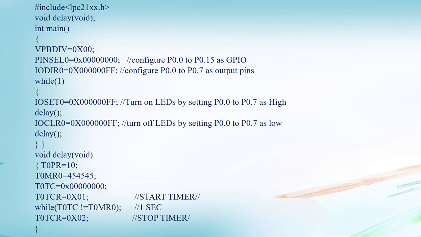Let us see the delay function. As we are considering here T0PR equals 10, then T0MR0, which we get by calculation, is 454545. Let us consider T0TC equals 0x00. Then start the timer by giving the value 0x01 to the T0TCR register. Wait until T0TC matches with the T0MR0 register. The delay which we have generated is for 1 second. After the 1 second, T0TCR equals 0x02. It means stop the timer.